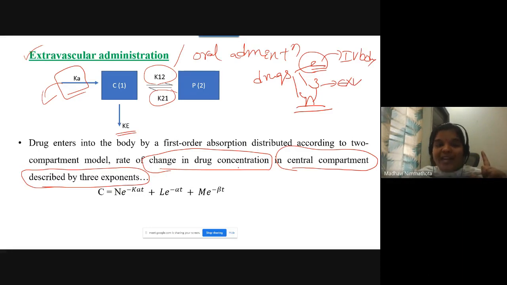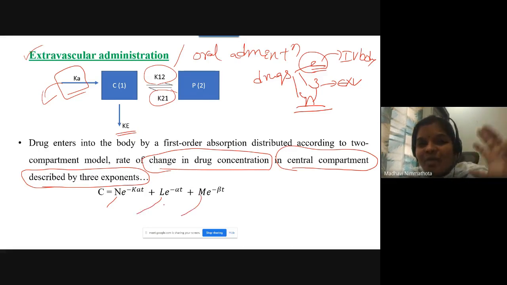When we want to calculate the change in the drug concentration in the central compartment, it can be described by three exponents. What are those? Capital N is one hybrid constant, capital L is the other, and capital M. Why do we have three exponents? It is also very simple. Because of absorption, we have one more exponent. See here, e to the power of minus Ka t, e to the power of minus alpha t, and e to the power of minus beta t.